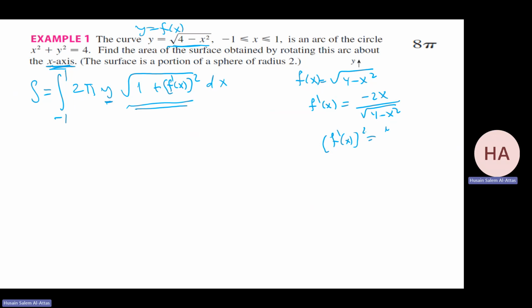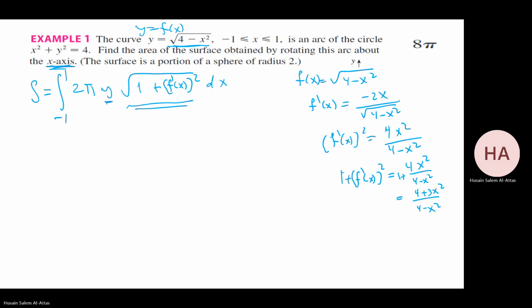That gives me what? 4x squared over 4 minus x squared. 1 plus f prime of x, whole squared. That will be 4x squared, 1 plus this. So common denominator, I have what? 4 plus 3x squared over this.